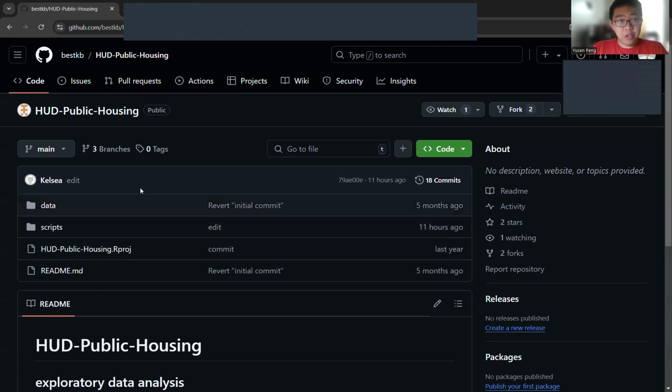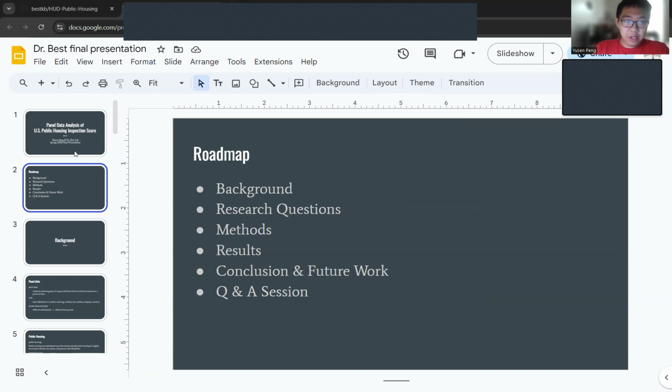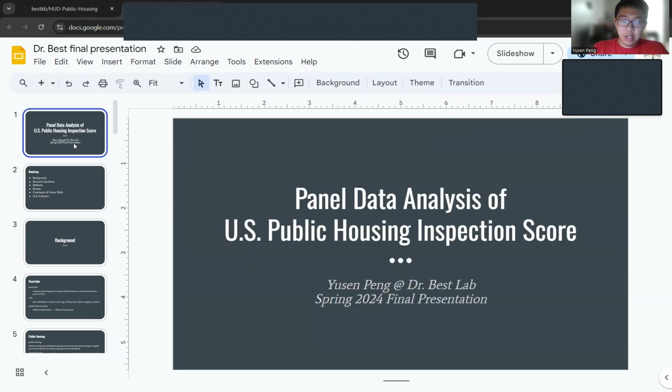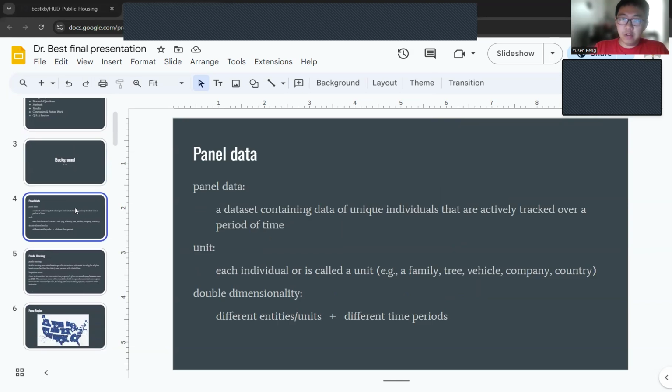actually implemented last semester. So the data set we're working on last semester is called a panel data set. We are primarily focusing on the public housing inspection score in the United States. Just to give you a bit of background, panel data is basically a data set that is keeping track of individuals over a period of time, and there are some specific features for panel data.